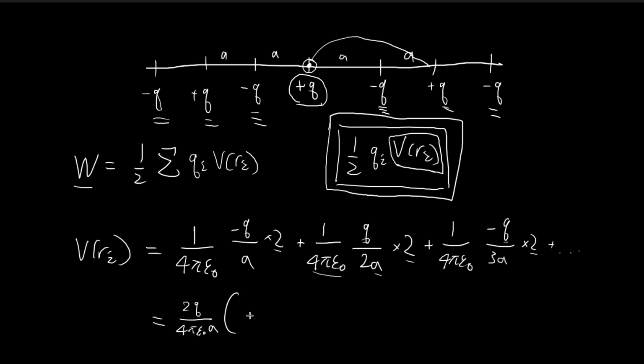And so you see we're going to get -1 plus 1/2 minus 1/3, and then the next term is going to be plus 1/4, and then minus 1/5, and then it goes on forever. So obviously we need to try to evaluate this infinite series over here, and we can do that by considering the Taylor series expansion of natural log 1 plus x.